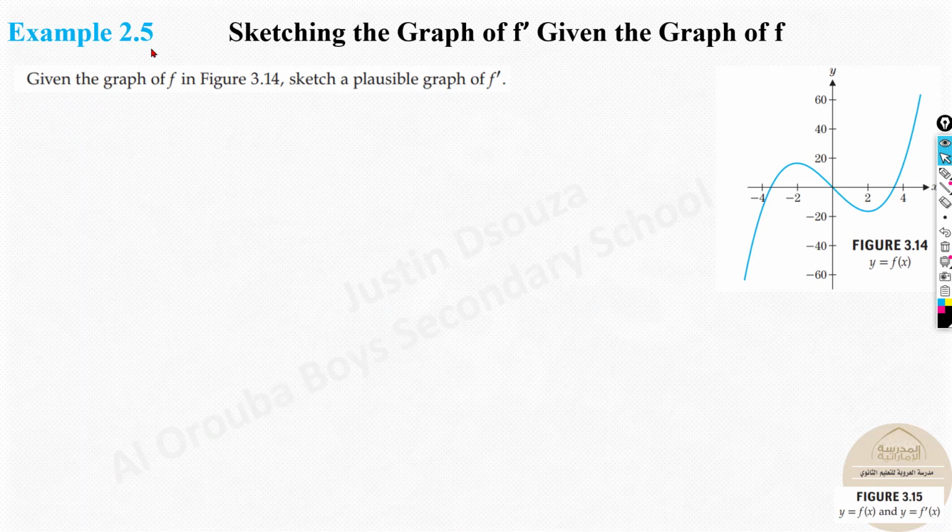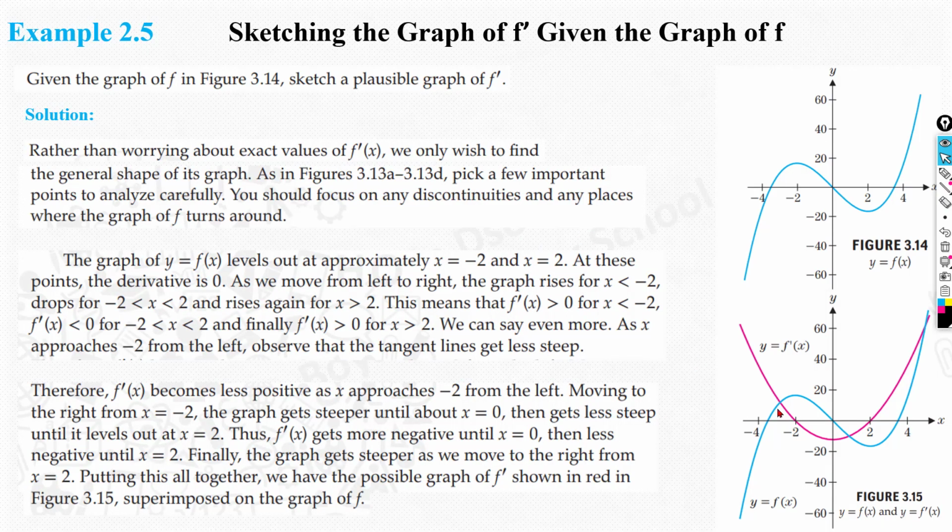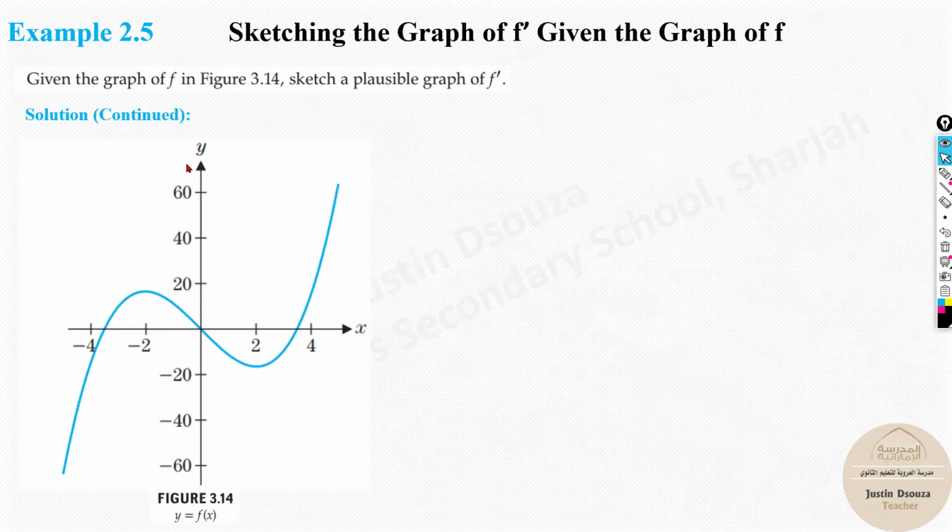That's about the domain. Now we will see interesting problems about graphs and the possible graphing of derivatives. There is a relationship between the graph of a function and its derivative. We will learn about this again in the next lessons. Now let's look at this. It's a bit more zoomed. This is the given graph f. This is the figure. Now we need to sketch the plausible f dash.